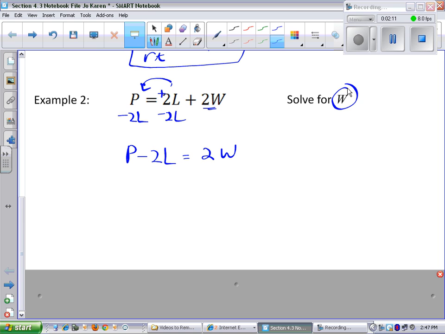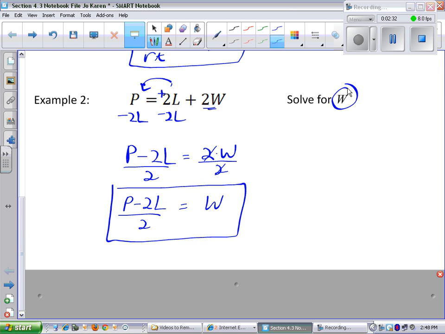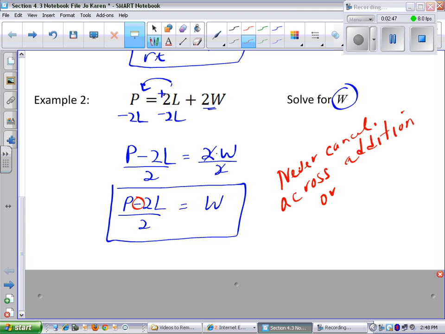Now, 2W means 2 times W. How do I eliminate multiplication? I eliminate multiplication with division, so I'm going to divide both sides by 2. The 2's will cancel from the right side, and I will have W is equal to P minus 2L over 2. Now this is the final answer. There is a tendency for people to want to cancel the 2's, but we never cancel across addition or subtraction.